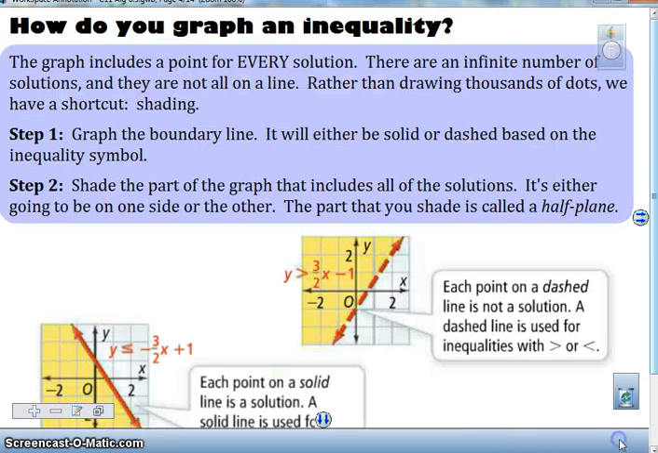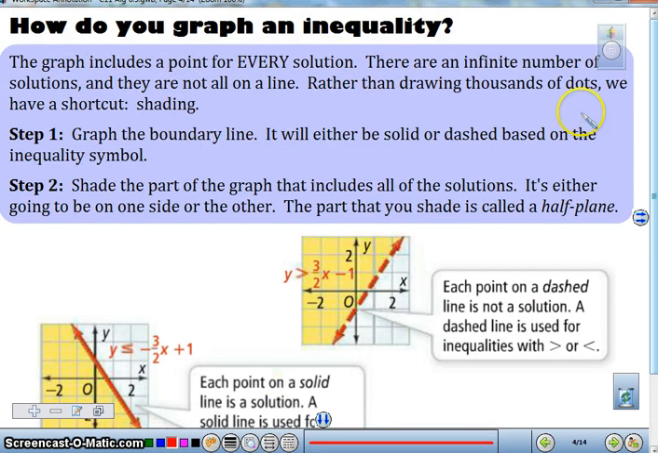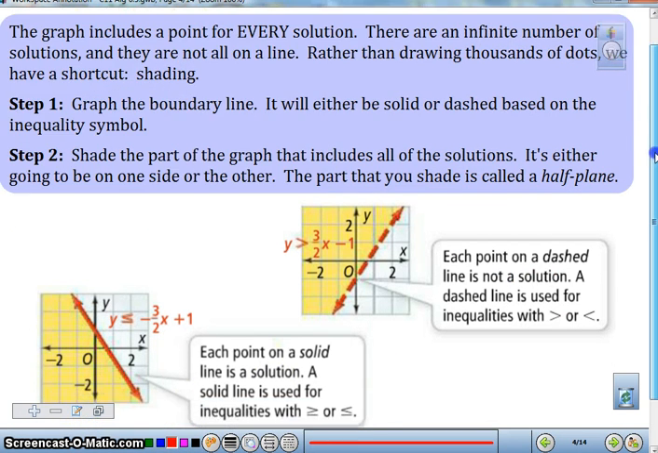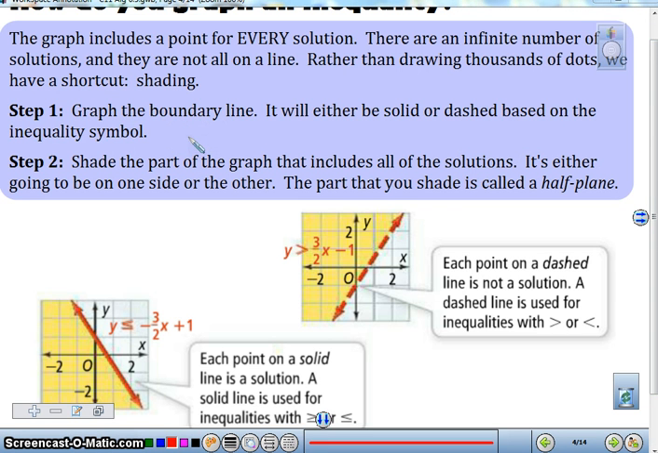As you take a look at how do you graph an inequality, hopefully at this point from the graphing worksheet we did last week, you are getting down all of your equations, but it says graph include every point in the solutions, and there's an infinite number of solutions, and they're not always on the line. Rather than drawing thousands of dots, we have a shortcut, and that's when we start shading.